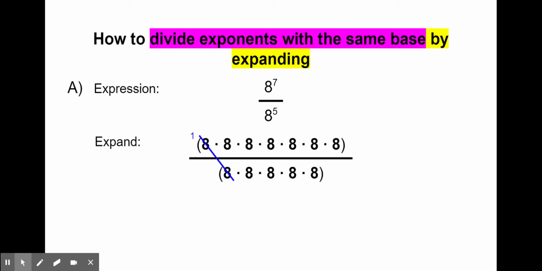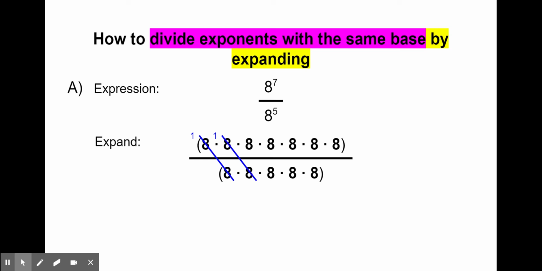Now that we have this expanded, we can go ahead and cancel out 8. So we can take one 8 from the top in the numerator and one 8 from the denominator. And as a pair, they cancel out because it's like having 8 divided by 8. All right, and 8 divided by 8 is just 1. So we're canceling it out to be 1.